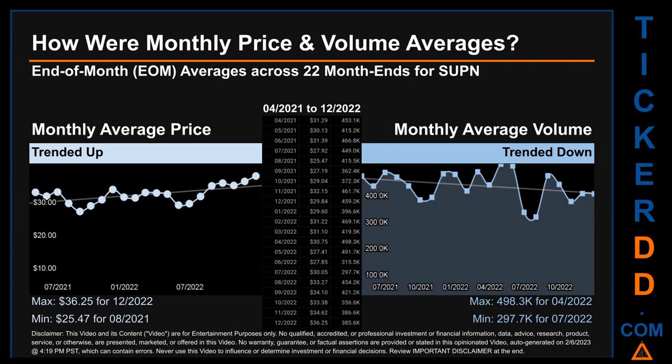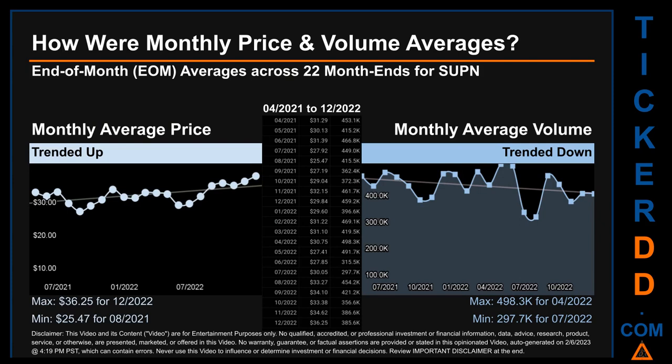How were price and volume averages for SUPN? Across 448 trading days, there were a total of 22 month ends, of which monthly averages for daily price and volume were calculated. Overall, monthly price average trended up while monthly volume average trended down.